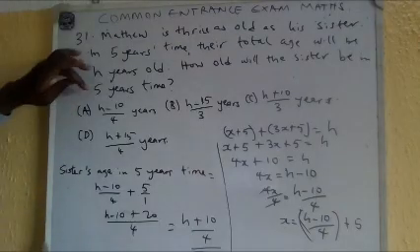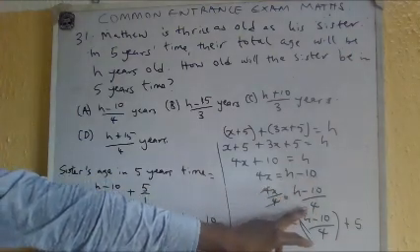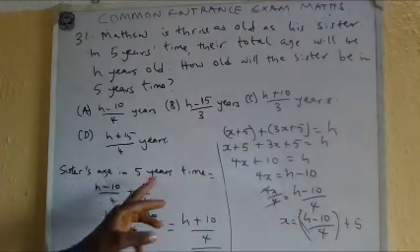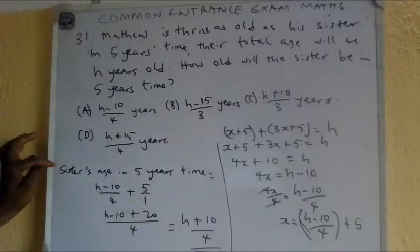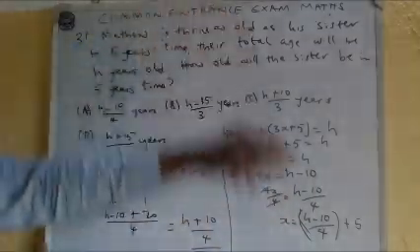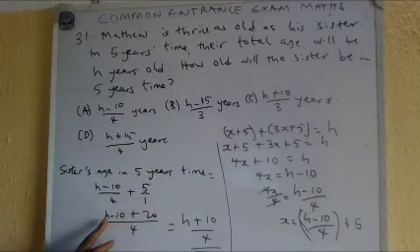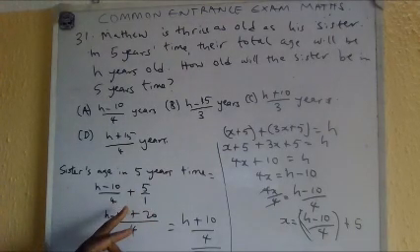This one now is supposed to be for the sister's age, which is x. The sister's age is x, and this is the sister's age at this time. But in 5 years' time, you add 5 to it. So you add 5 to it, you now have this.